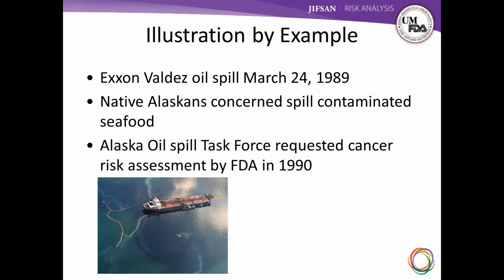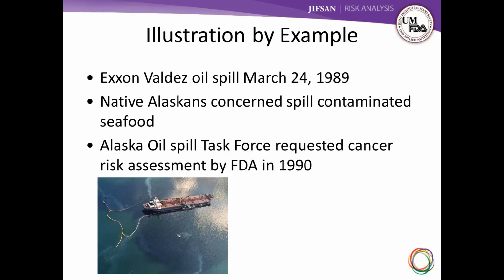In this video, I want to show you how chemical risk assessments are done for food by using a very simple example that will also pull in that 1 in a million number that we've talked about a little bit. So the example is going to be the Exxon Valdez oil spill back in 1989. After the oil spill, there were a lot of native Alaskans who were subsistence consumers of seafood, and they needed to know quickly whether there was a cancer risk.